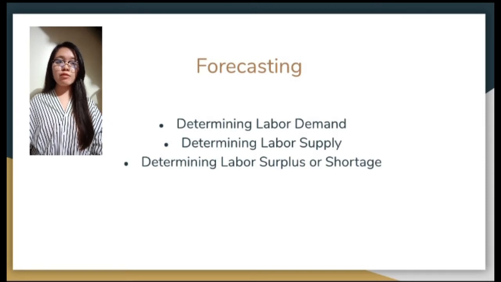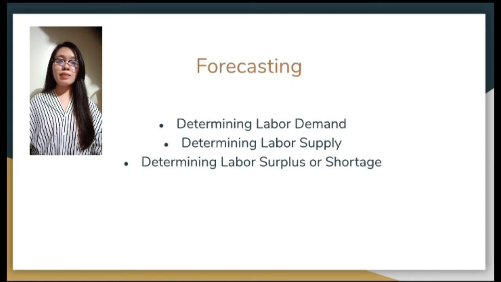First is determining labor demand, where the planner seeks information to predict if the job category will increase or not, considering the required skills for the job. They use leading indicators to accurately predict labor demand.